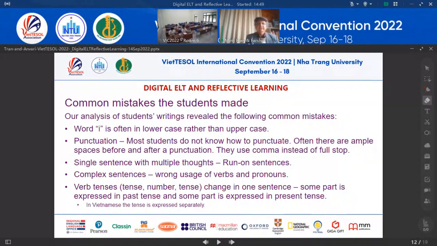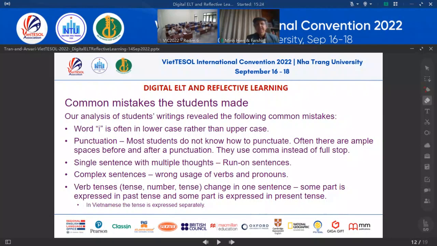We noticed, when analyzing all the data we got from the students' writing, that there are some very common grammatical mistakes. One of the obvious ones was that the word I, they often wrote it in lowercase, and that made the passages difficult to read, even though I is the first person pronoun. So instead of putting it as a capital, they often wrote it in lowercase.